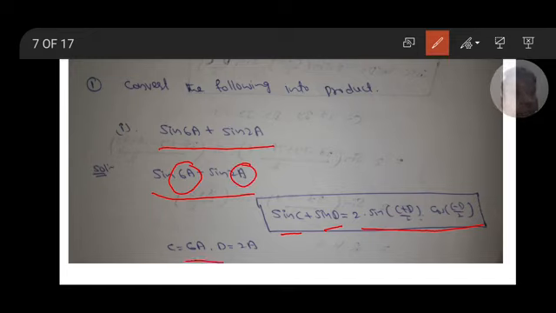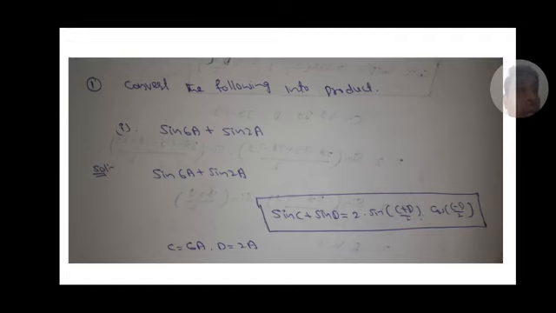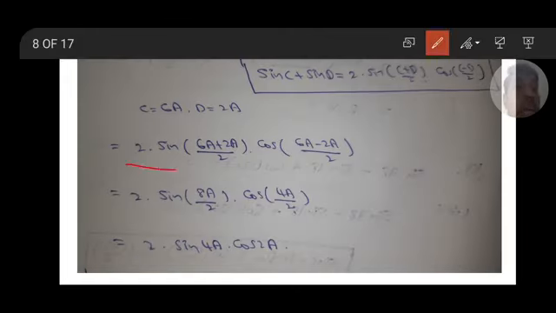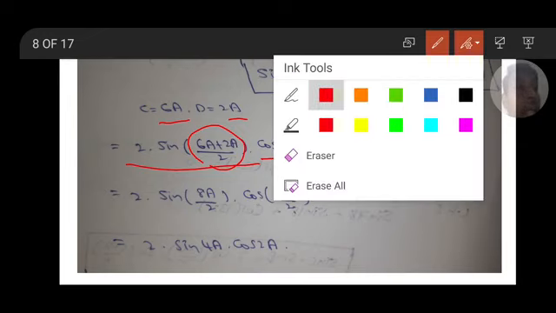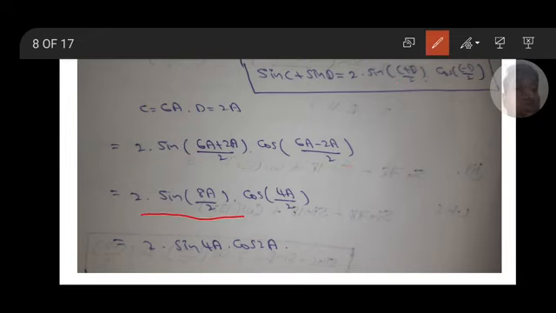C equal to 6a, D equal to 2a. We have to substitute in this formula sin C plus sin D. So if we substitute, we get 2 into sin of (6a plus 2a) by 2 into cos of (6a minus 2a) by 2. 6a plus 2a, that is 8a, means 2 into sin of 8a by 2; 6a minus 2a, 4a, so cos of 4a by 2. 2 1 2 4 8, so 2 into sin 4a, 2 1 2 2 means 2a. 2 into sin 4a into cos 2a, it is product.